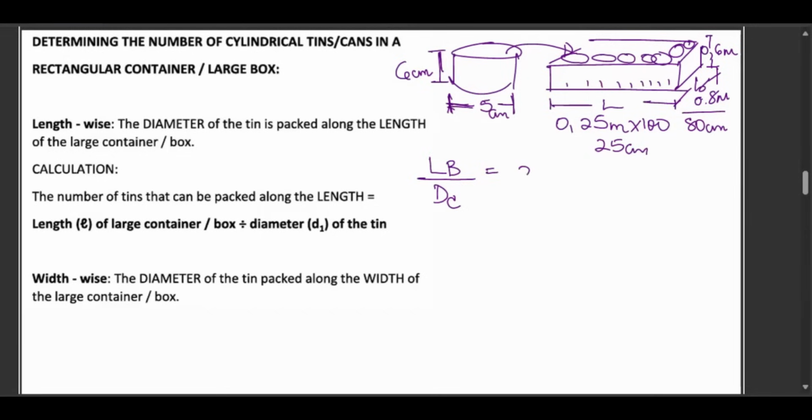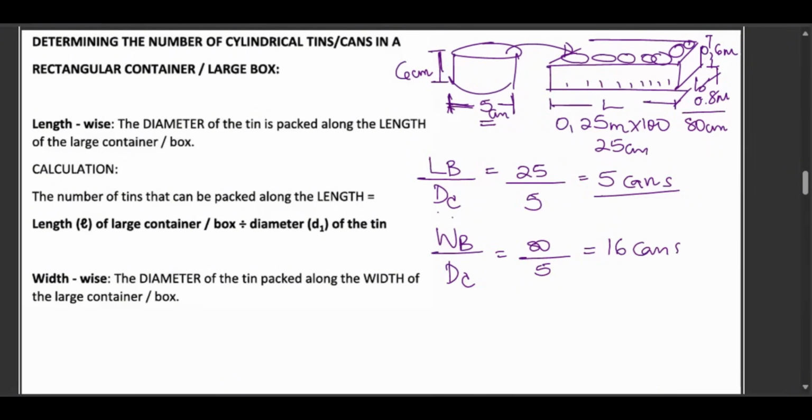Length of the box, we are saying it's 25 divided by the diameter of the can. The diameter of the can is 5. So on the long side, we shall need 5 cans. What about on the short side? It will be the width divided by the diameter of the can. So the width is 80 divided by 5. What do you end up having? 16 cans.